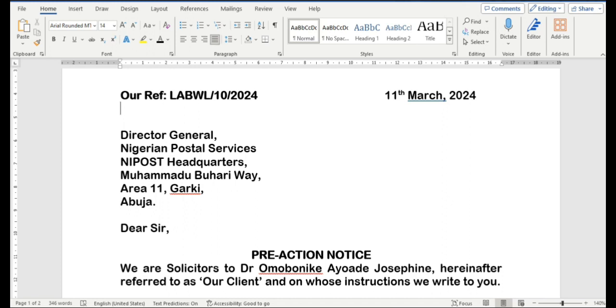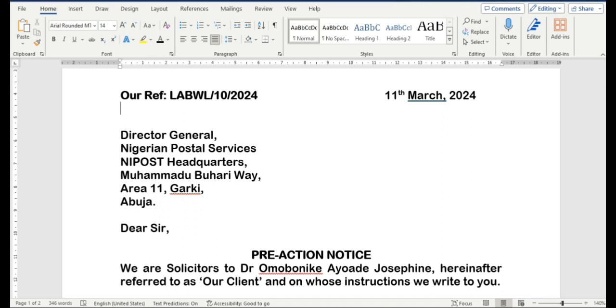Then, dear sir, it could be dear ma. Then pre-action notice, that's the title. We have the heading, my address, the date, reference, address of the addressee, and salutation, then pre-action notice. Remember your letter writing from secondary school. Then the opening paragraph. This is always important for letters written or drafted by law firms and lawyers. We are solicitors to Dr.